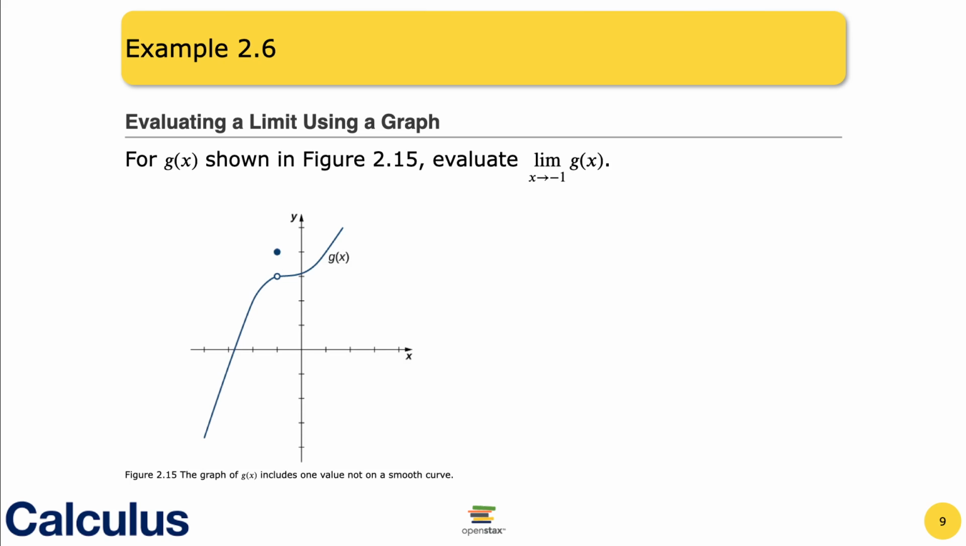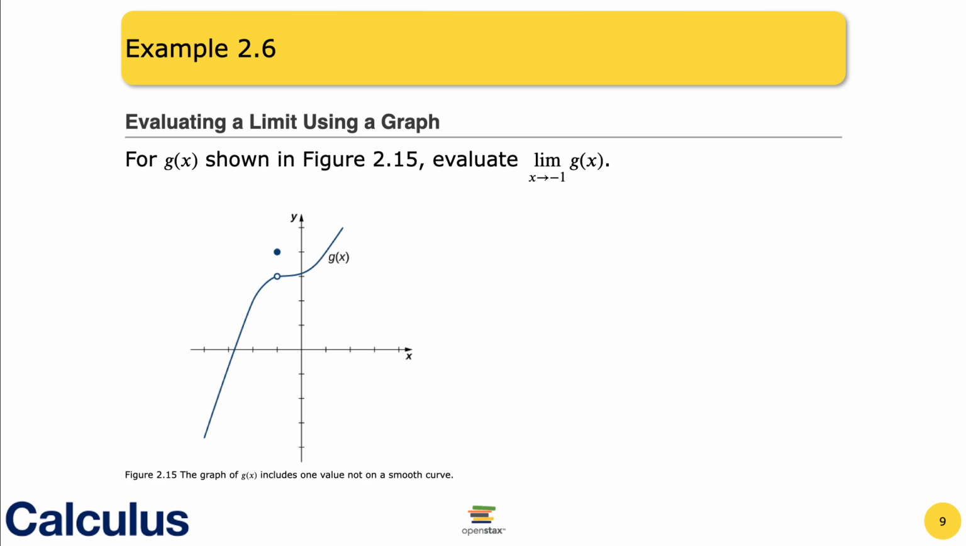Example 2.6, evaluating a limit using a graph. For g of x, shown in figure 2.15, evaluate the limit as x approaches -1 of g of x. Figure 2.15, the graph of g of x includes one value not on a smooth curve. So notice as the values of x approach -1, the functional values continue to approach 3, but the function itself, g of -1, is actually 4.